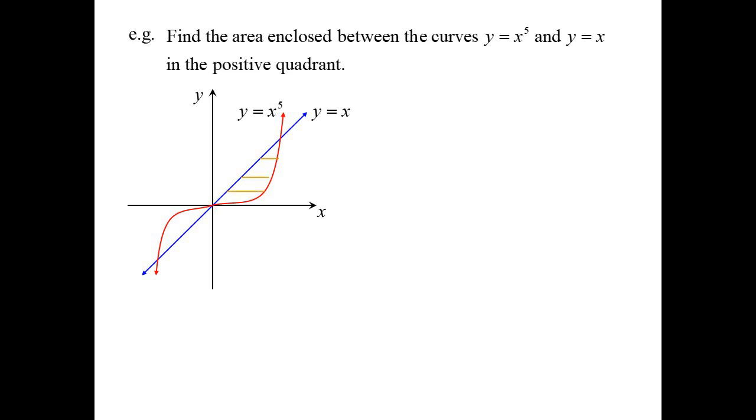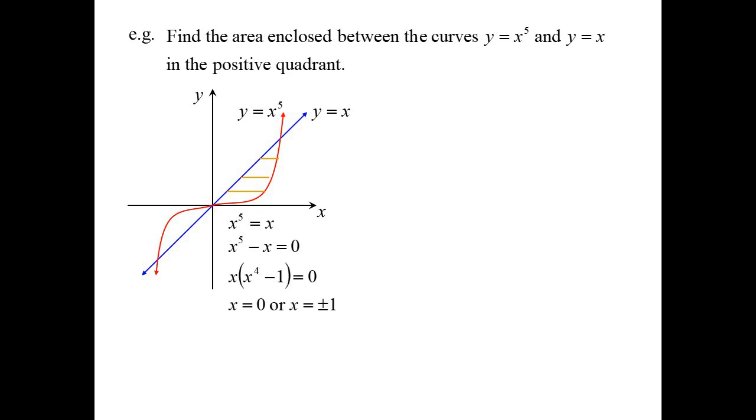I want the area between these two curves. So it'll be top minus the bottom. x is the one that's on top here. Point of intersection, well, it's got to be x equals 1, doesn't it? But if you're unsure, just solve them simultaneously. So x to the 5 equals x, sure enough.